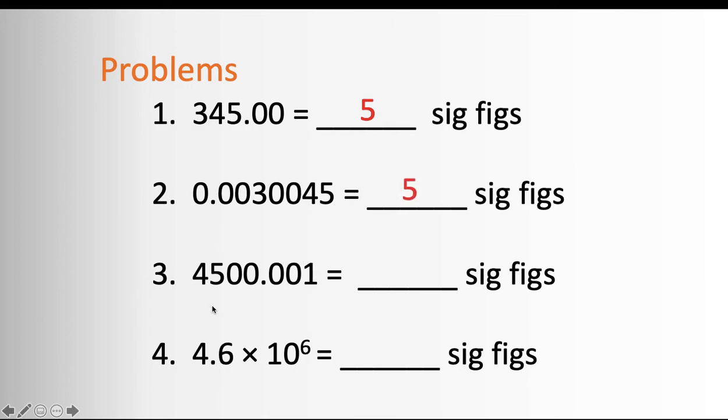Now let's look at this number here. All of these zeros are trapped between non-zero digits, and therefore they're all significant. This number has 1, 2, 3, 4, 5, 6, 7 significant digits. And then here's this number written in scientific notation. I have only 2 significant digits here. If I were to write all those zeros out, they would not be significant. Therefore, I only have 2 significant digits here.